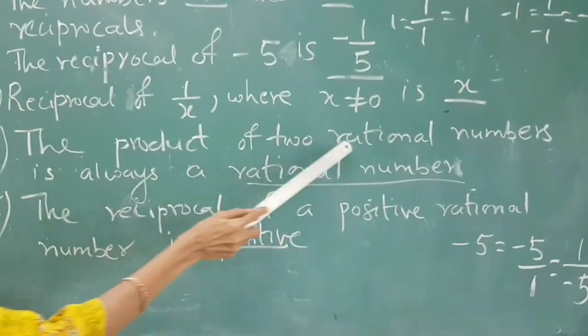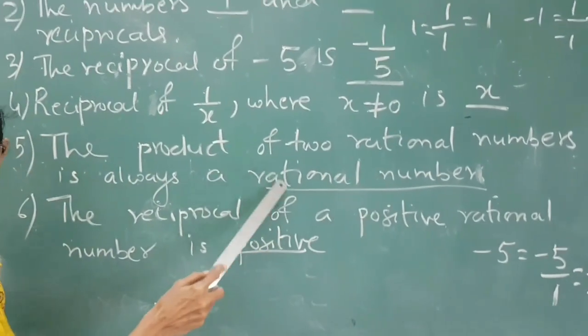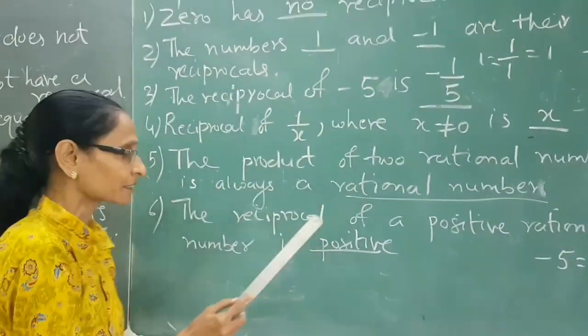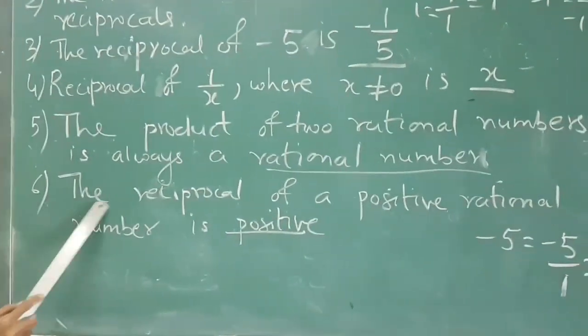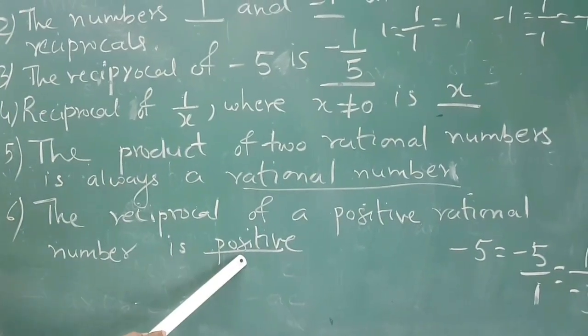Now fifth blank. The product of two rational numbers is always a rational number. This also I have explained in the previous class. Now sixth blank. The reciprocal of a positive rational number is always positive.